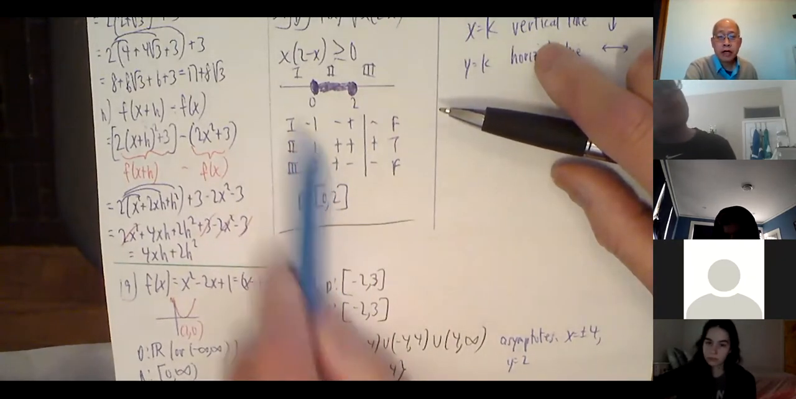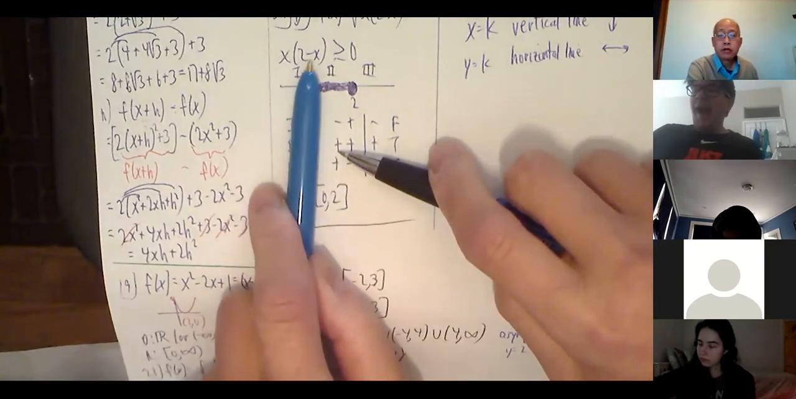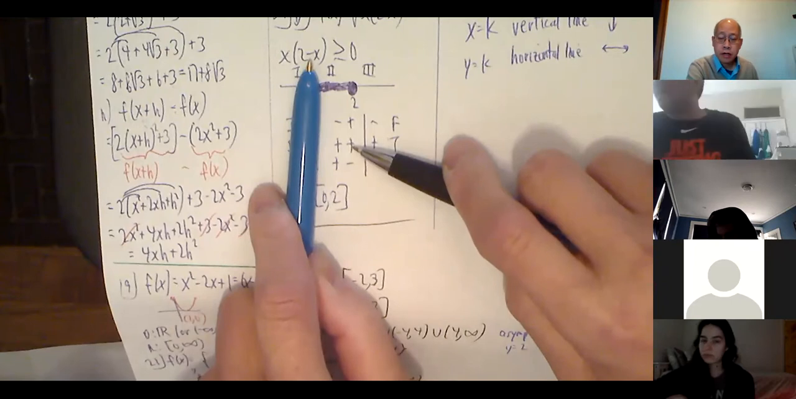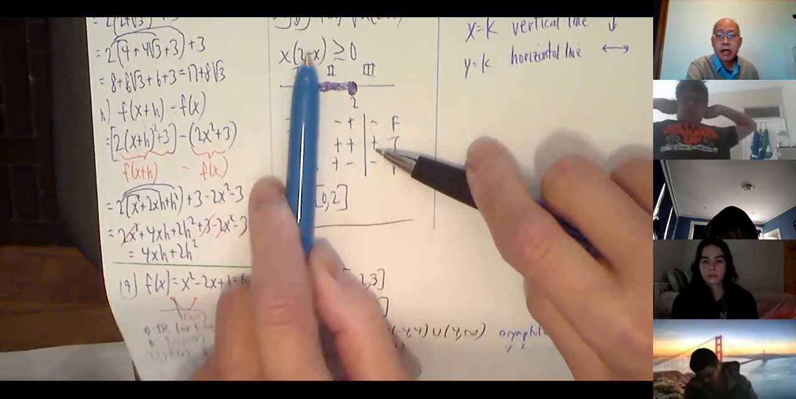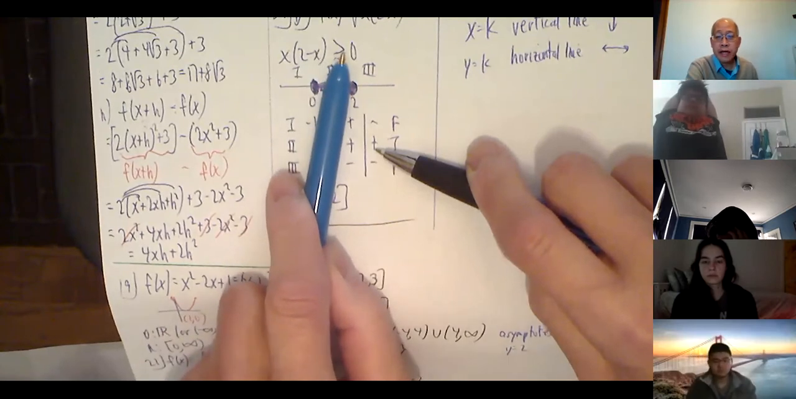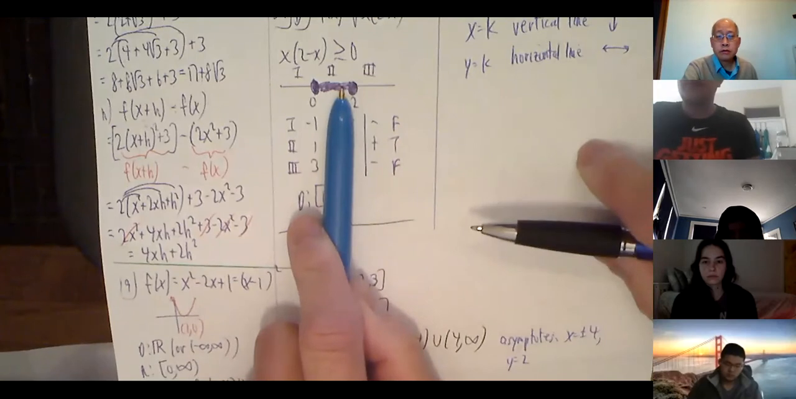Region 2, plug in 1. 1 is positive. 2 minus 1 is positive. Positive times a positive is positive. Is a positive greater than or equal to 0? Yes, that's true. So I shade in region 2.